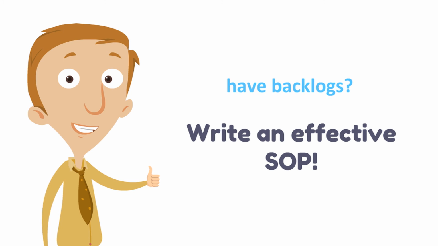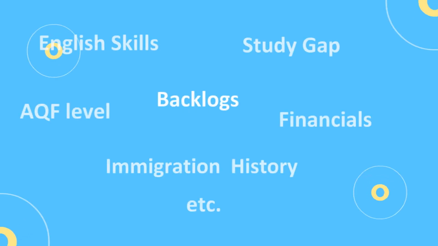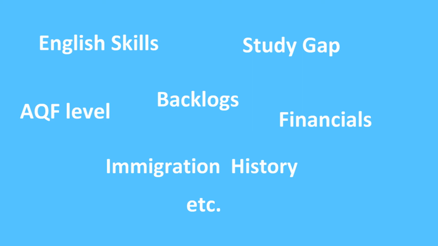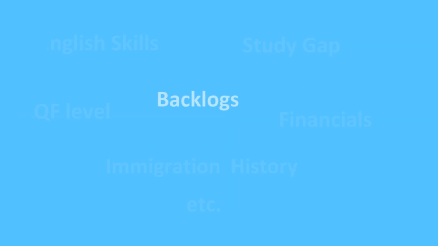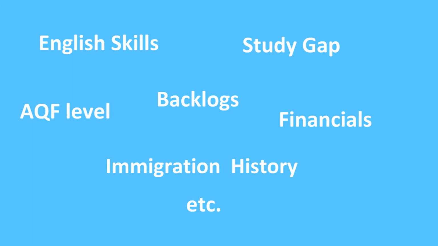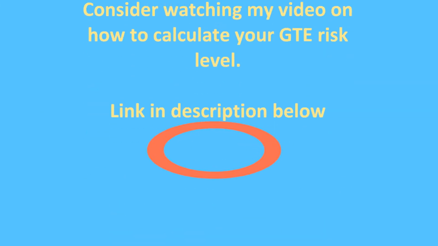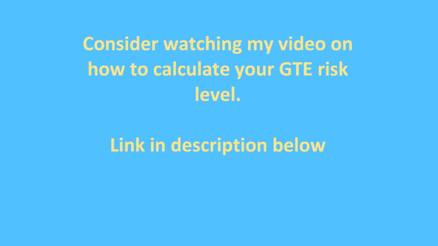If you have backlogs, don't be scared. Determine your overall risk level first. For example, if you have 7 or 10 backlogs but have achieved distinction or first division in your studies, you need to assess your profile against other risk categories such as English skills, study gap, immigration history, AQF level, financial background, etc. For more information, consider watching my video on how to calculate your GTE risk level.